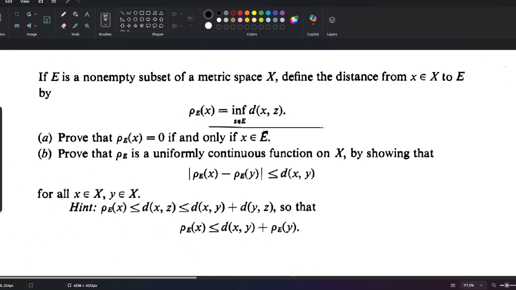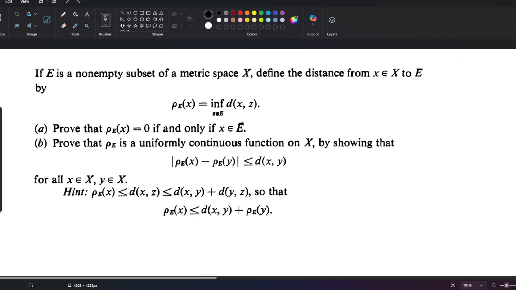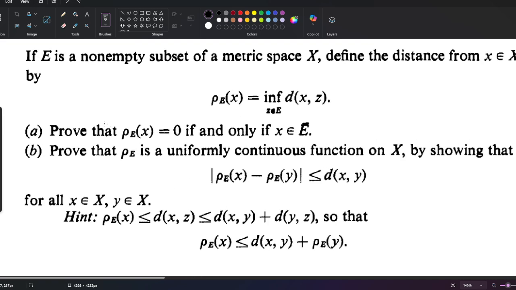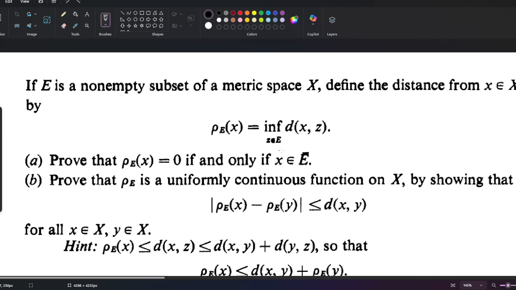and we have this definition of the distance of any point of the metric space to the subset, which is just an infimum of all distances from the point to the points of the subset. We have to prove a few statements. First of all, that if it's going to be equal to 0, then the point lies in the closure of E.